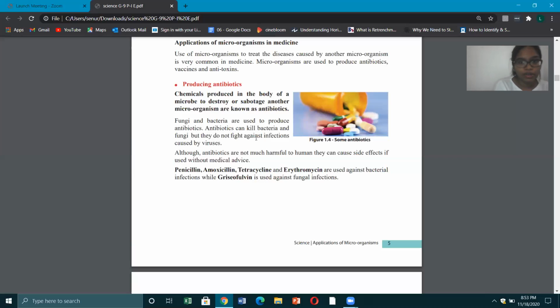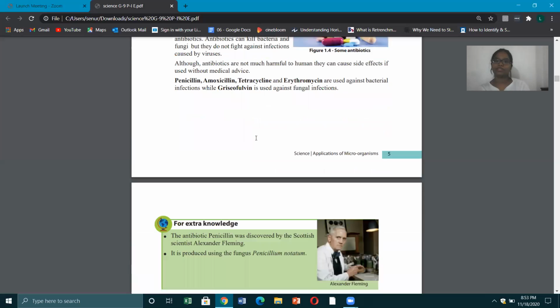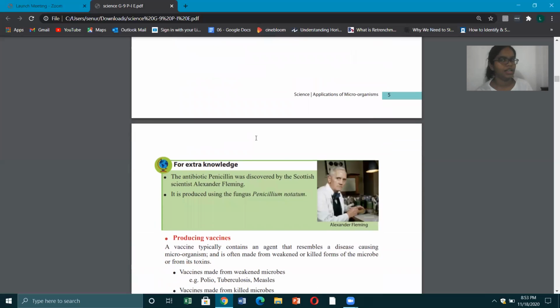Penicillin, amoxicillin, tetracycline, and erythromycin are used against bacterial infections, while griseofulvin is used against fungal infections. So penicillin, amoxicillin, tetracycline, and erythromycin have been used for infections caused by bacteria, and griseofulvin is used for infections caused by fungi.